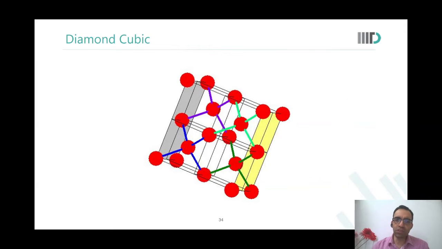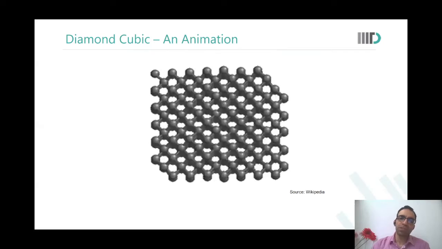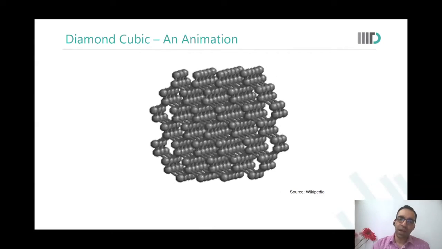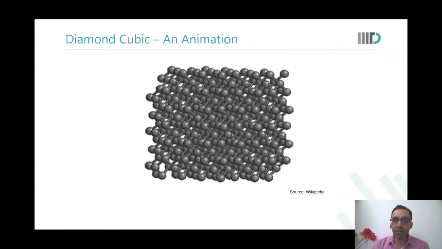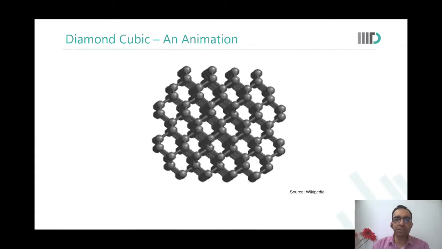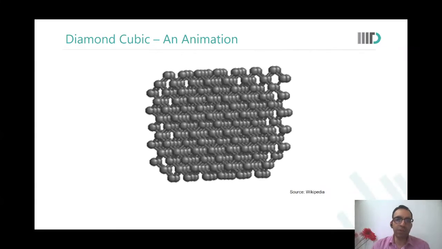And let us look at a short animation of how this diamond cubic structure looks from different perspectives. So we're just rotating a diamond cubic crystal. And you notice that when I look at different angles, I would see different density, and therefore different physical properties will appear.